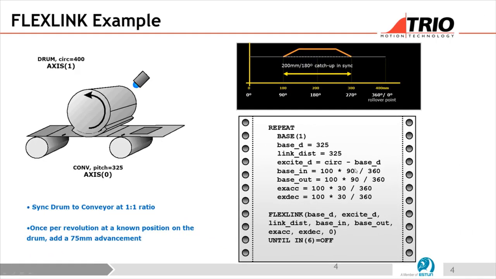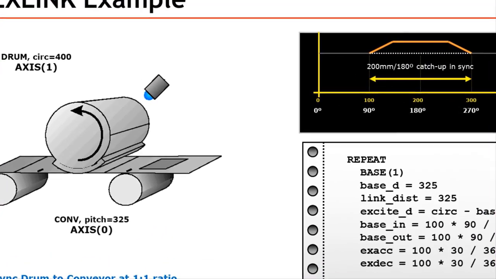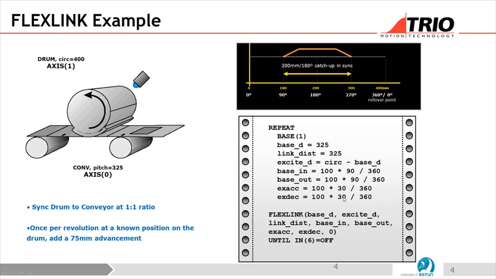Now I've turned these into degrees because I'm thinking of this as a rotating device. So I've done 90 degrees divided by 360 times 100, which gives me my degrees as a percentage. I've just changed that to degrees so it's easier to think of in some ways. So we've got 90 degrees of in and out, and about 30 degrees of acceleration and deceleration there. And then we just run the FLEXLINK, and that's it.